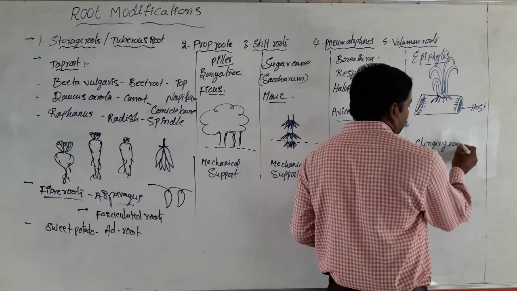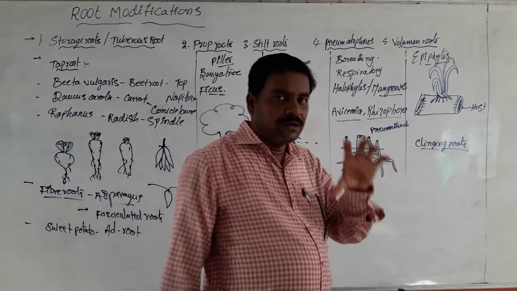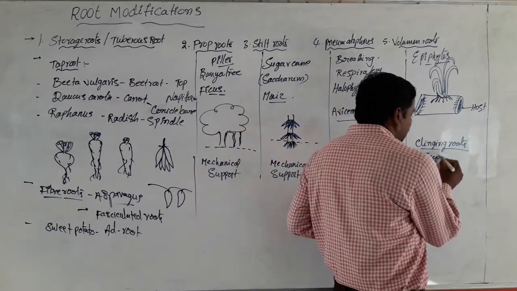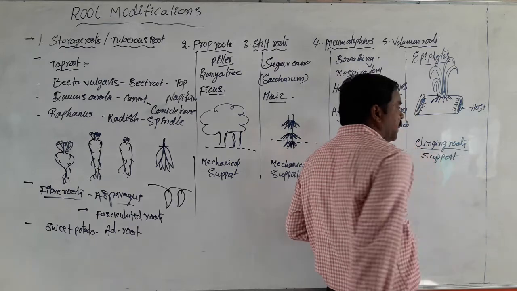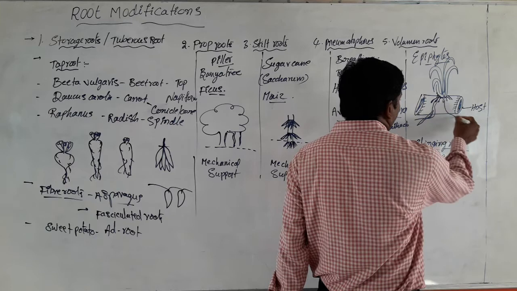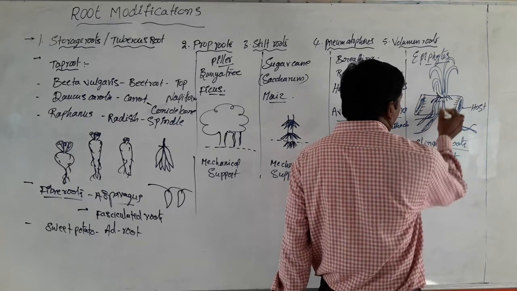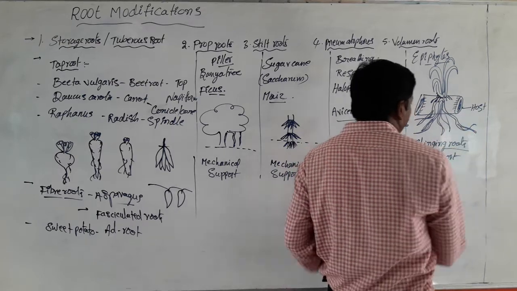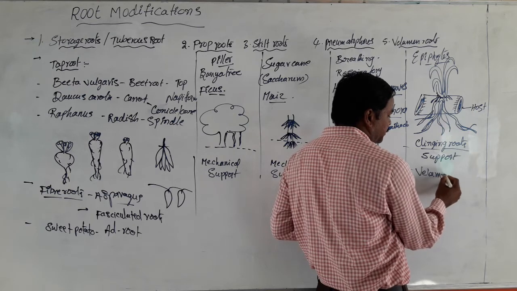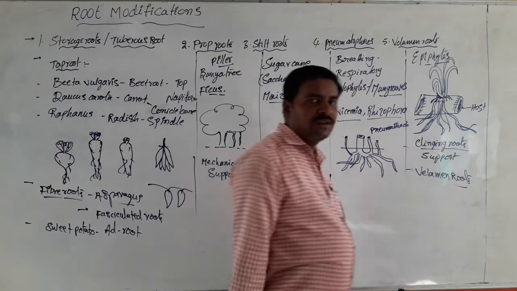These clinging roots play a very significant role in providing fixation or support. Then another type of roots are very long and freely hanging in the atmosphere like this. They are freely hanging in the atmosphere. The second type of roots are called velamen roots.